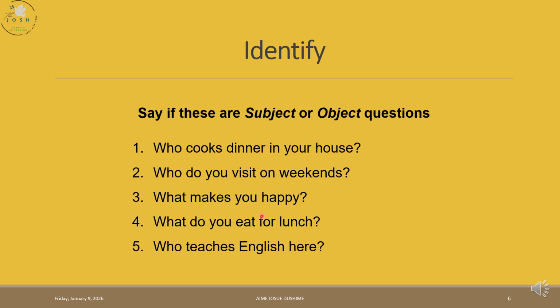No. Number 4, what do you eat for lunch? It is the thing that receives your action. Number 5, who teaches English here? The person doing the action. In this case, simply when you see auxiliaries, remember we don't use auxiliaries like do and does in what we call the subject question. We only use do and does in object questions.